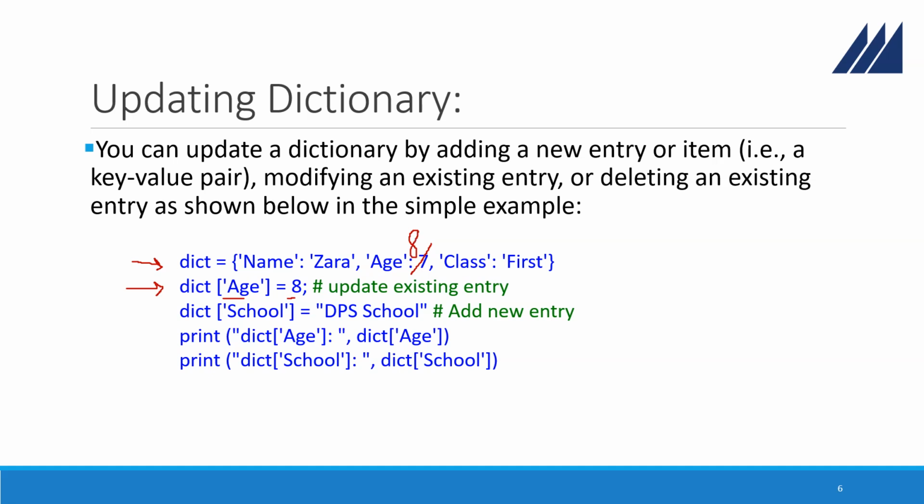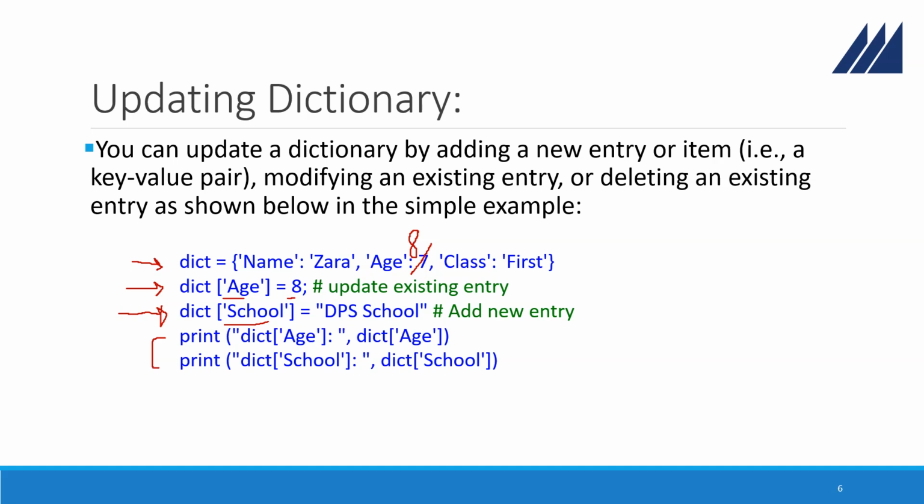All right. What about if I have something that is not in the dictionary? I said dict and the key between square brackets, school, make it equal to DPS school. Well, school is not in the dictionary. Guess what? If it's not in the dictionary, it's going to be added then to the dictionary. Okay, and you can try this example and you can try to print them out.